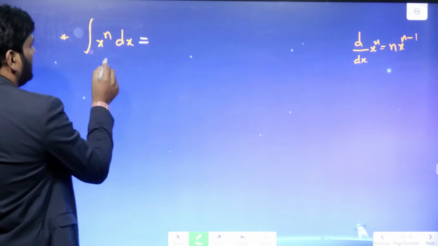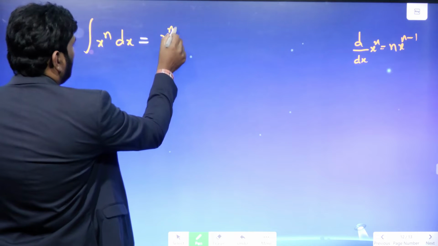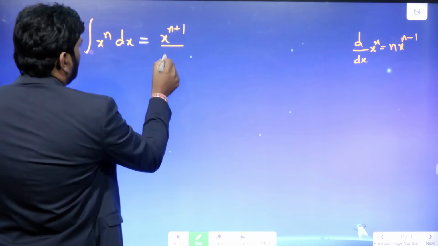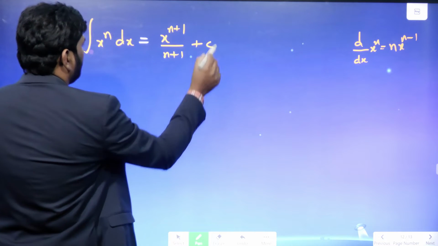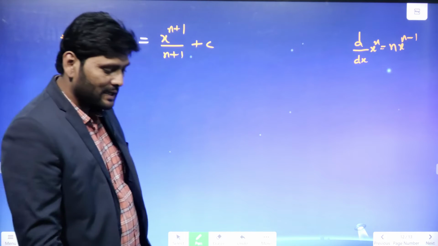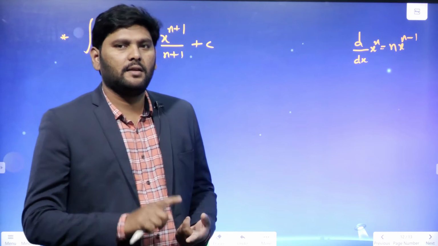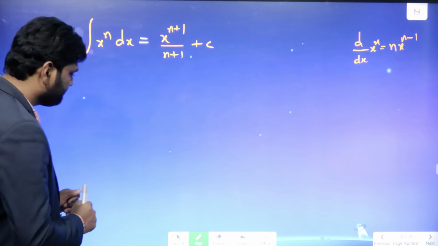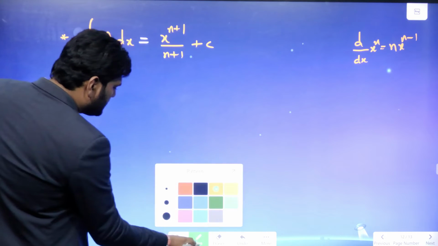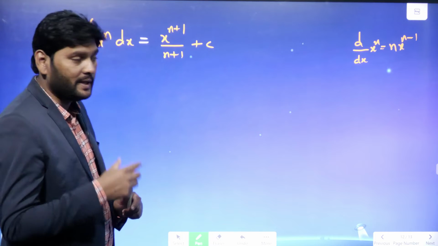Integral x power n dx is x power n plus 1 by n plus 1, plus C. This is your formula for integration. See, why am I adding the plus C? What is the reason? I'll say now. Look at here. I'll take one example. After the example, I'll explain why I'm adding it.